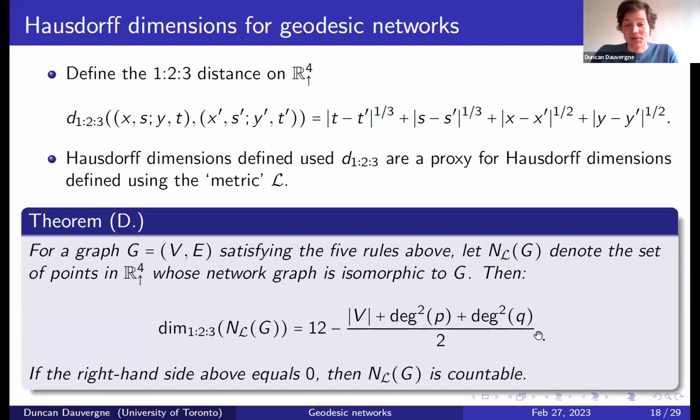And again, something you can check. In all of the examples that we have, it's not hard to check that this is always non-negative. There will be certain cases when the right-hand side here is 0. And in this case, we should say a little bit more. So when the right-hand side is 0, you can say that the set NL of G is exactly a countable infinite set.